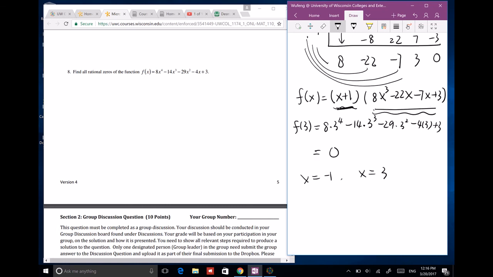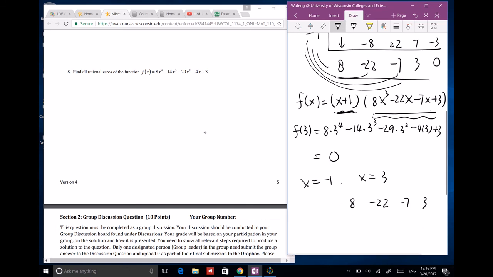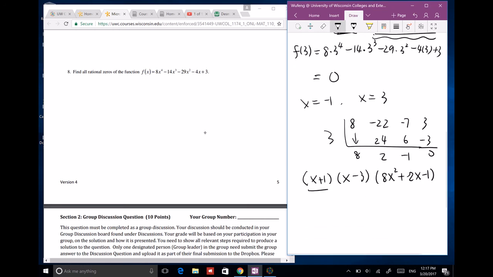So you need to check this one. Let me see, 8, negative 22, negative 7, 3. If I do 3, plug it in, 8, 24, 2, positive 6, negative 1, plug in, negative 3, 0. Oh, it works. So now I have x minus 1, x plus 1, x minus 3, and 8x squared plus 2x minus 1. So the rational zeros are x equals negative 1, x equals positive 3.